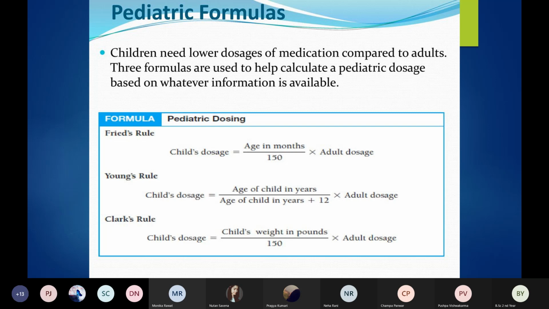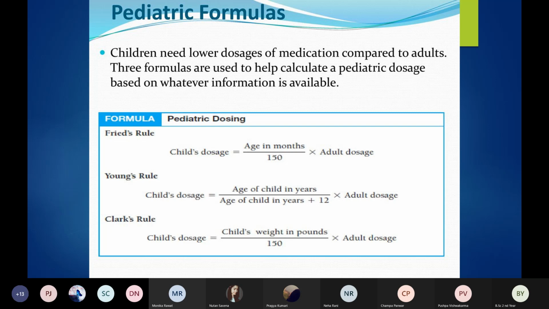Second is Young's rule. In Young's rule, the child dosage is equal to age of the child in years. Now you can see it is in years. If it is more than 1 year, अगर child की age है 2 years, 3 years, या 10 years, या 11 years, 12 years, then we have to use Young's formula. Young's rule: child dosage is equal to age of the child in years divided by age of the child in years plus 12, into adult dose.